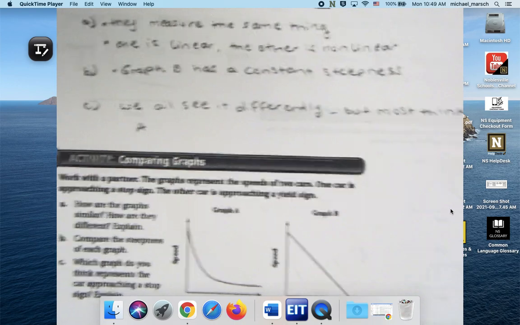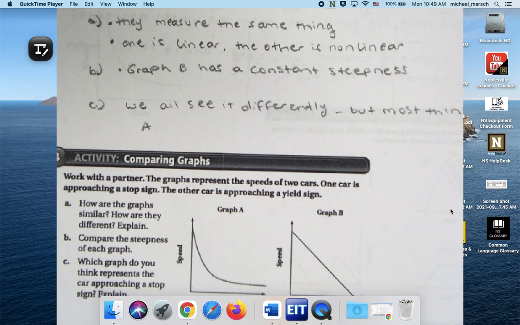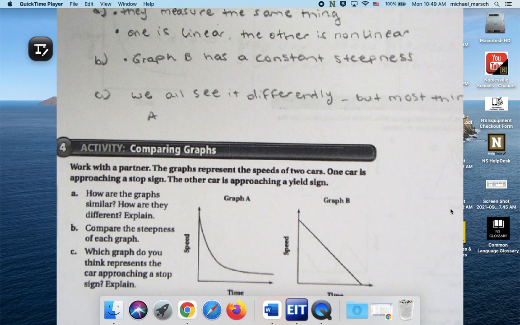All right, so we've got two cars. One car is approaching a stop sign, the other is approaching a yield sign. Do you guys know the difference between a stop sign and a yield sign? I mean, you haven't ever driven. Okay, I think we all know what stop means, but what does yield mean? Slow down and use caution, right?